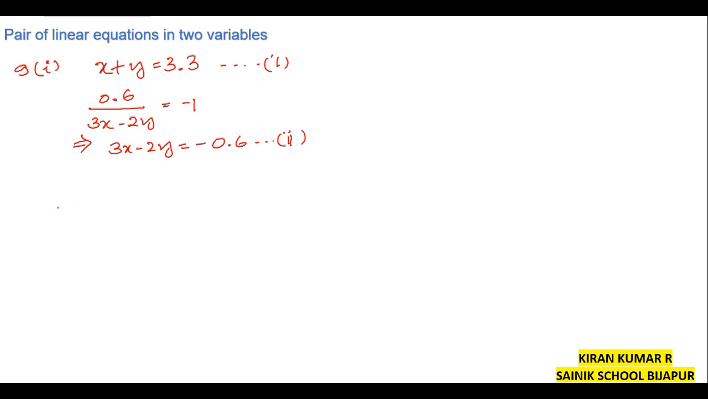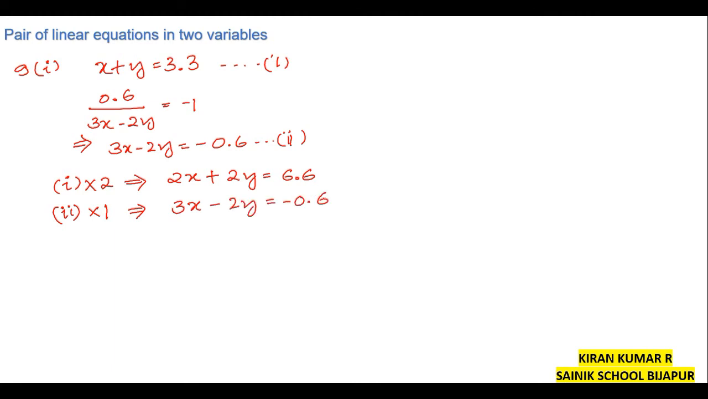Now to follow the elimination method, I have to make the coefficients the same. I would like to eliminate the y term first. So I multiply equation 1 with 2. We will be getting 2x plus 2y equal to 6.6. In the second equation, we have the coefficient of y as minus 2, so I'll multiply with 1. It simply becomes 3x minus 2y equal to negative 0.6. Let me add them. By adding them, the y term cancels.